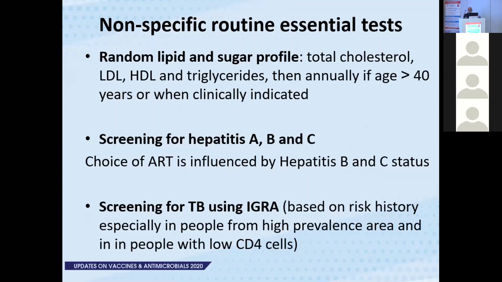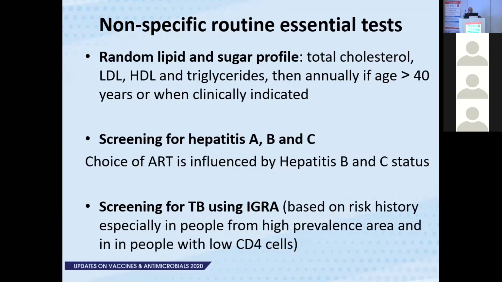Screening for hepatitis A, B, and C is necessary because co-infection with hepatitis amongst HIV patients is common, might reach up to 20% for hepatitis B, and the choice of your ART or antiretroviral therapy is significantly influenced by the presence of hepatitis B or C. It will force you to use some agents that are effective against hepatitis B or hepatitis C at the same time. So it's necessary to screen for hepatitis.